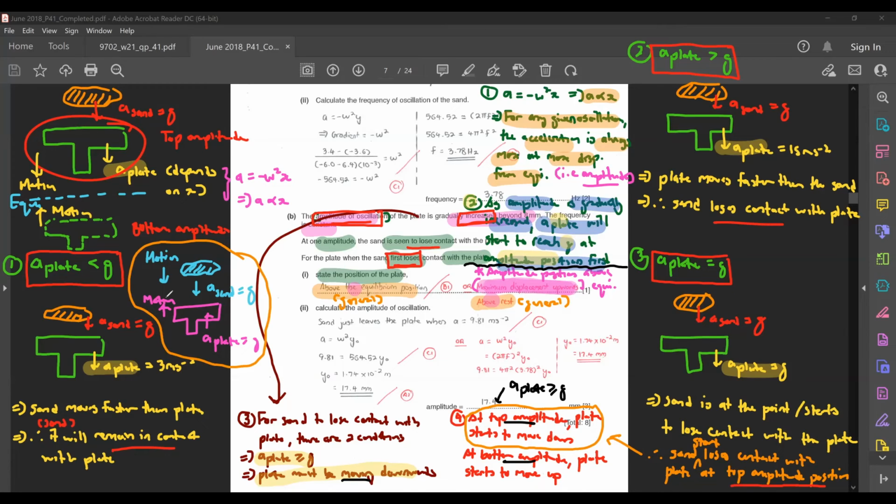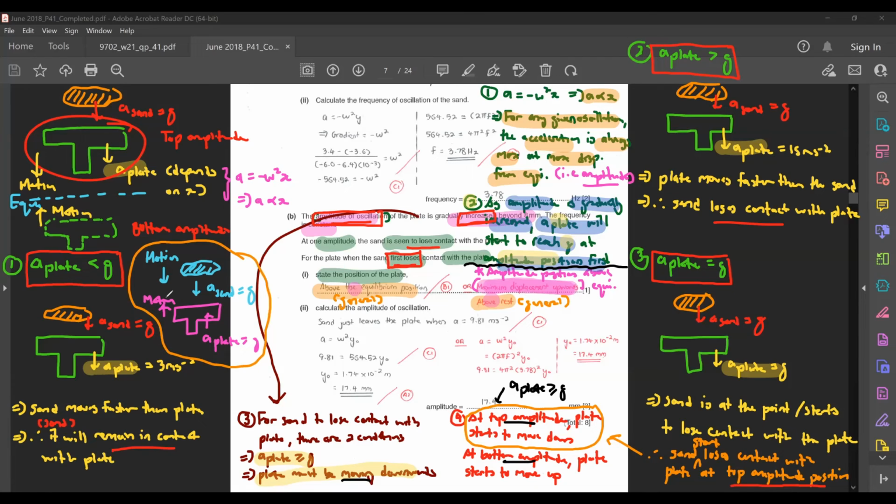So it will not lose contact at all because one of them is moving towards the direction of the other. So it cannot be a case where the plate is moving upwards. It must be a case where the plate is moving downwards. Only then can it start to lose contact.